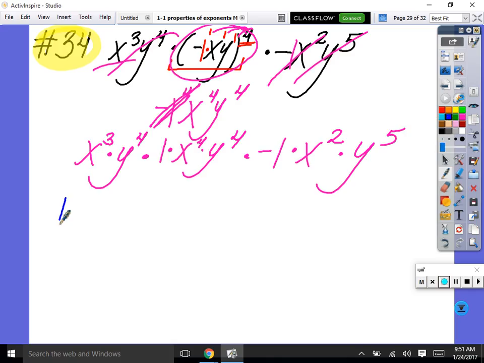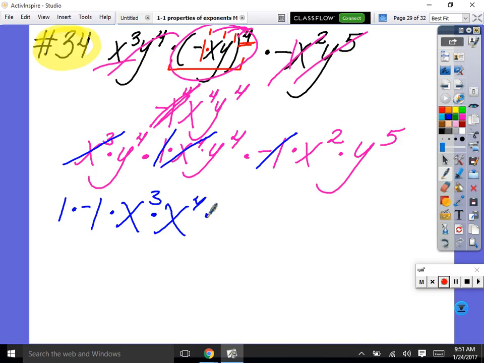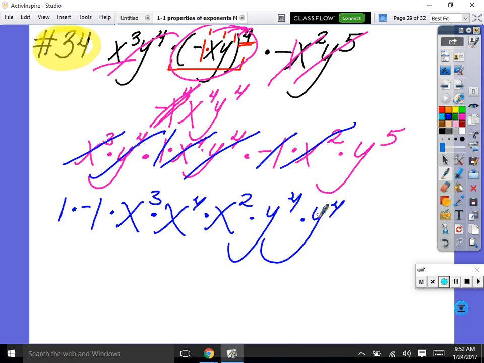1 times negative 1, cross them out so you don't miss anything. Let's put all our x's in order: x to the 3rd, x to the 4th, and then x to the 2nd. You cross them out so you don't miss anything. Then we have a y to the 4th, a y to the 4th, and then a y to the 5th. And it's really not bad from there.